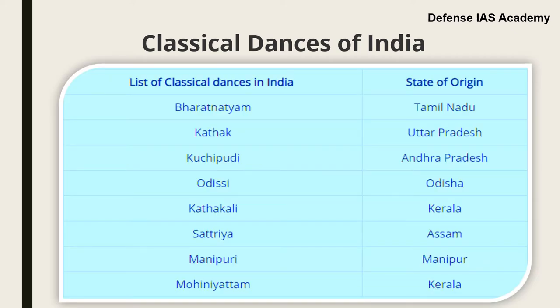Now, according to region or origin, which are the classical dances in India? I have given a table over here which lists the classical dances in India and also the state of origin. Here we can see that Bharatanatyam has its origin from Tamil Nadu, Kathak from Uttar Pradesh, Kuchipudi from Andhra Pradesh, Odissi from Odisha, Kathakali is from Kerala, Satriya is from Assam, Manipuri is from Manipur, and Mohiniyattam is from Kerala.